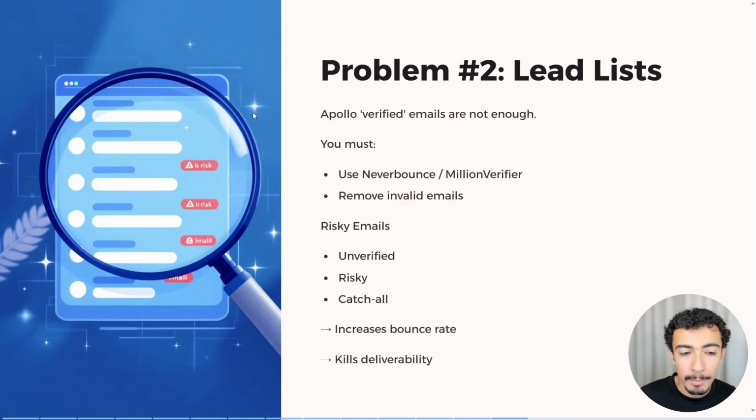So for example, Apollo will tell you that these emails are verified, but it's not actually verified, because you have to put it into a third-party verification tool like NeverBounce or Million Verifier to actually identify whether or not this is a verified email. And this is how you end up sending emails to the right people, to the right email addresses that are actually verified.